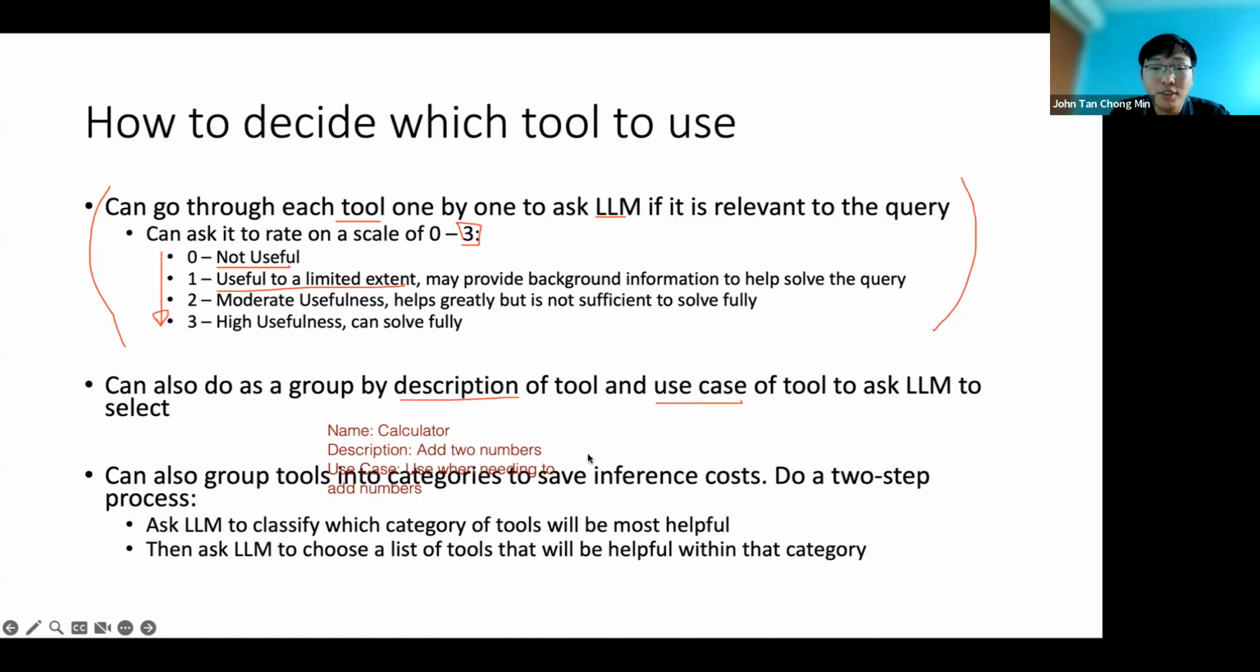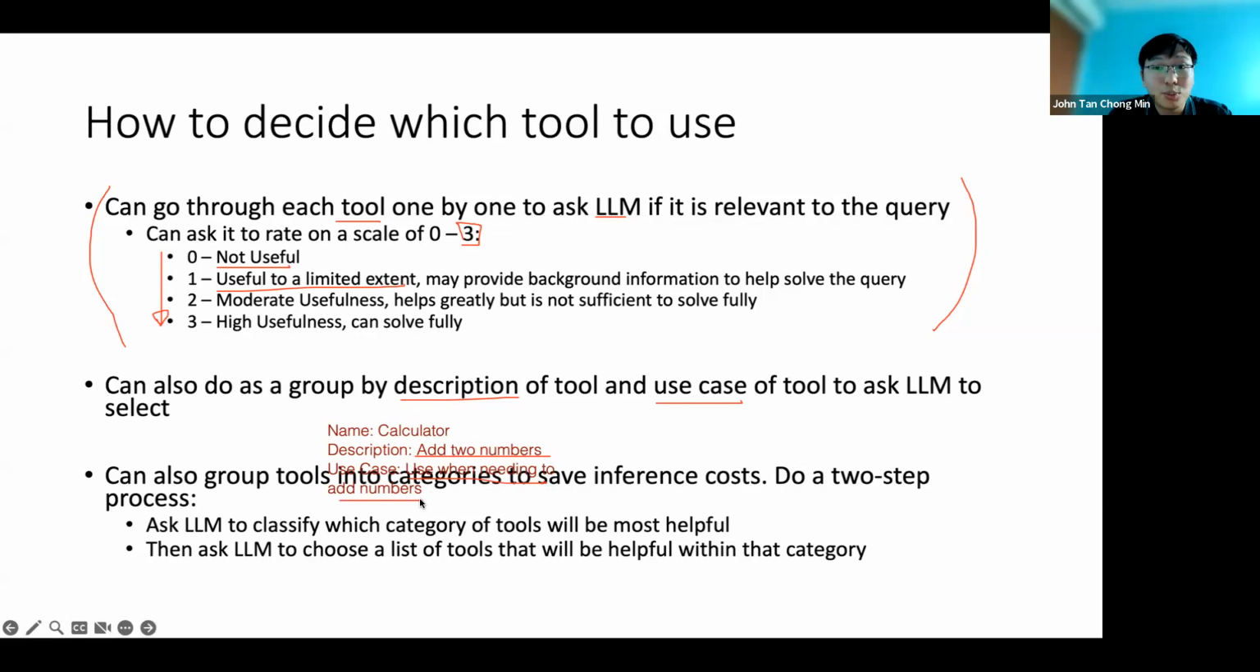So if you give it a description, the LLM is able to use this description to do some form of semantic matching to your particular query. And if it deems that this description matches, it would recommend calling that tool. Use case, I realize, is quite important.